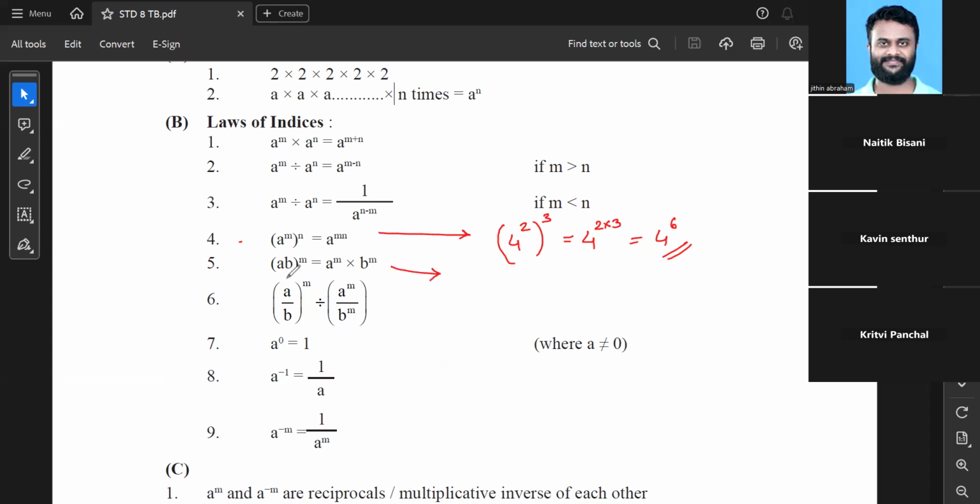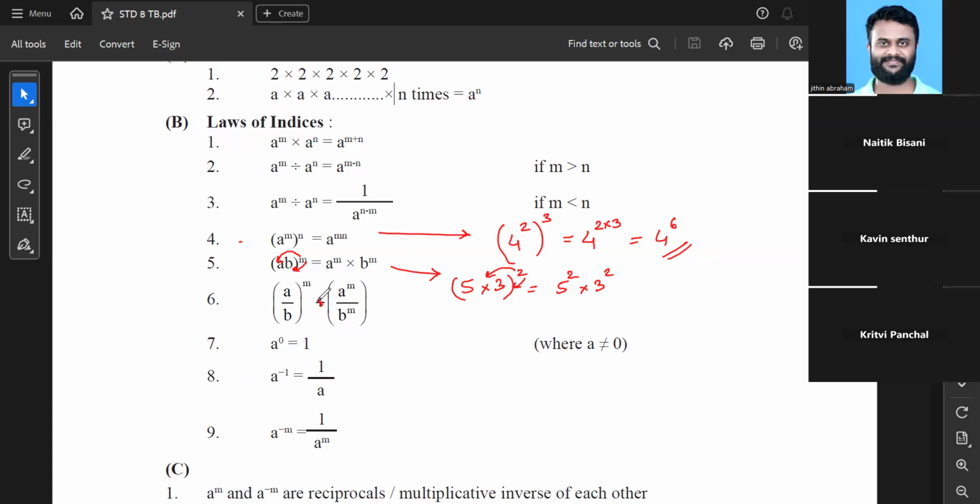Now, the next rule is the fifth rule. If you have two numbers multiplied with each other, having a common index, then you have to distribute the index to both the numbers. This index is for both of them. For example, 5 multiplied by 3, the whole raised to 2. This 2 should go to 5 as well as 3. So your answer is 5 raised to 2 multiplied by 3 raised to 2. Do you understand me?